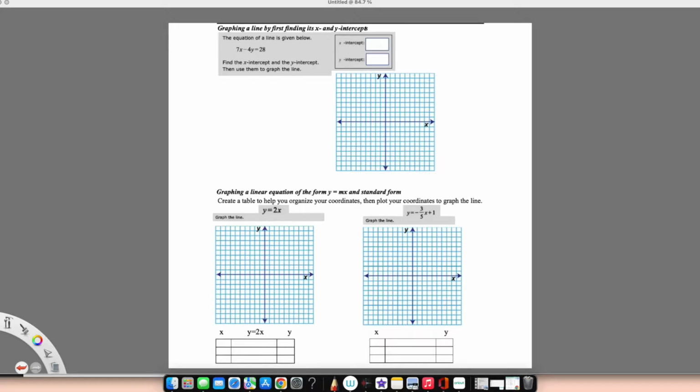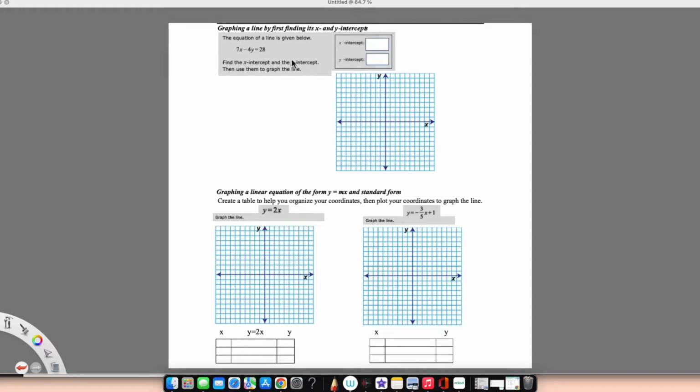So in this video we're going to continue to look at x and y intercepts, and we're also going to start to look at using a table to graph a line. So first, using x and y intercepts, we first have to find our x and y intercepts and then use them to graph the line.